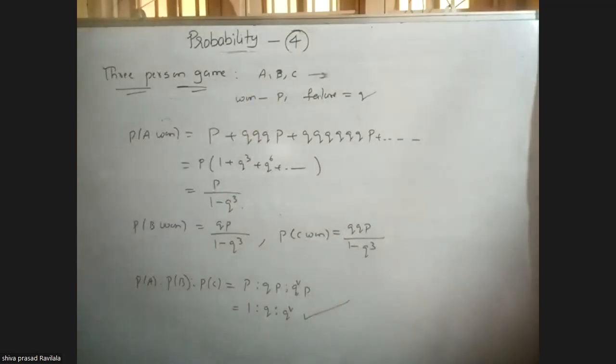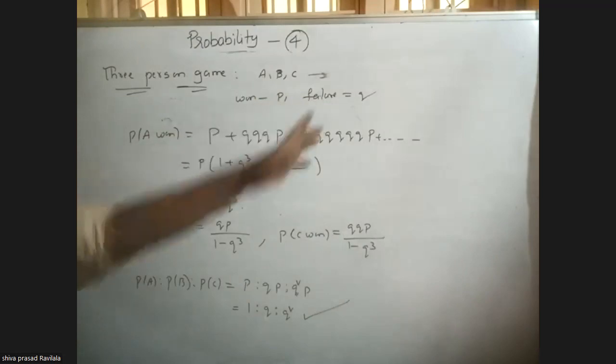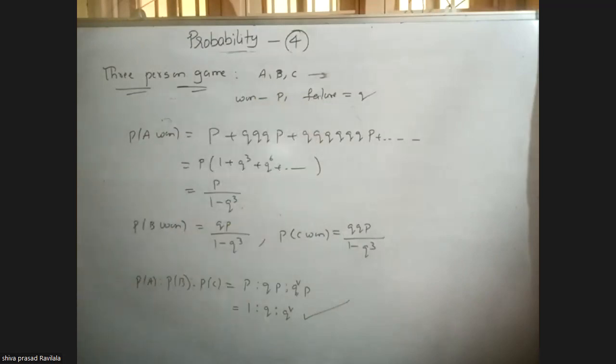They will give us the q value. Probability of first success cases P is equal to, say, 3 by 6. Failure cases q is equal to, say, 2 by 6, like that they may give. Okay. The ratio of all this is 1 is to q is to q², the ratio of their wins.